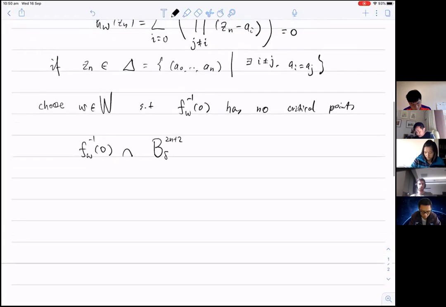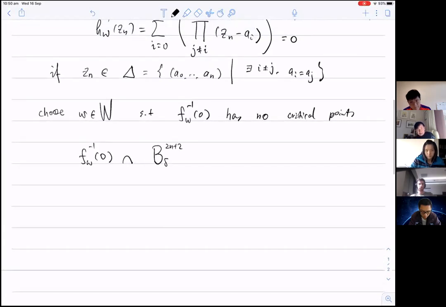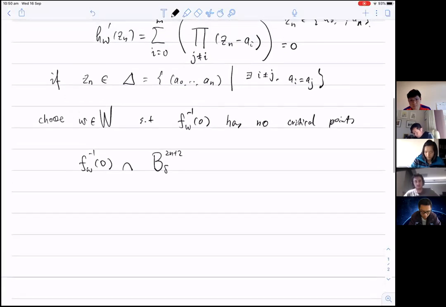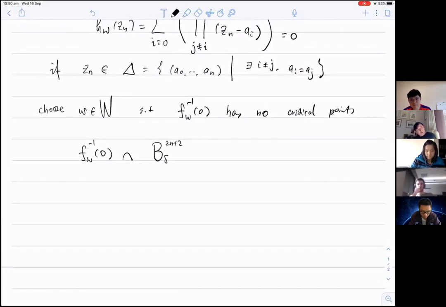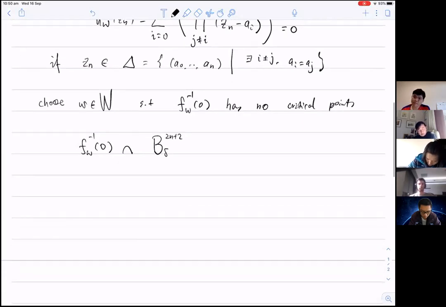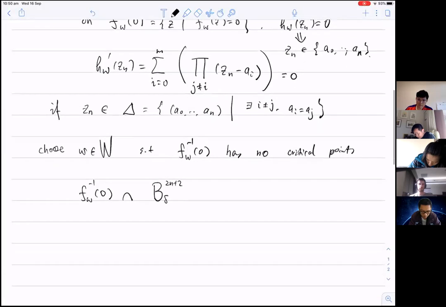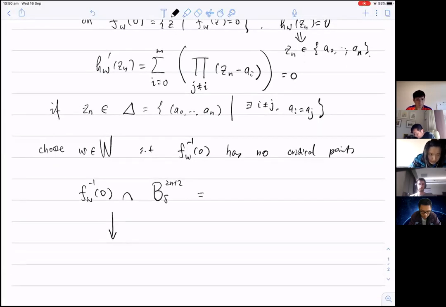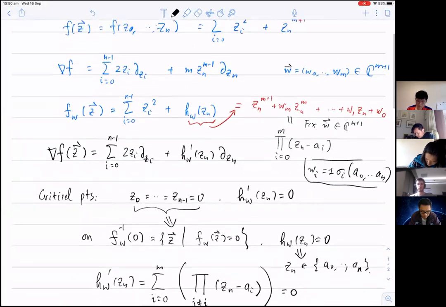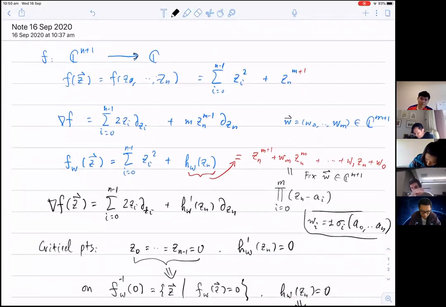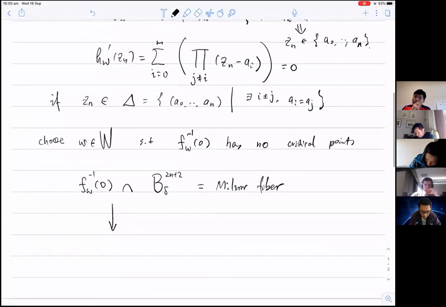Okay, so we're going to look at this. So this is our space. So this is the Milnor fiber. So Milnor fiber actually in some way is the fiber of this after some perturbation.